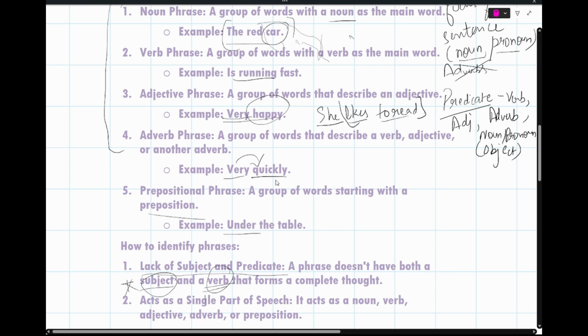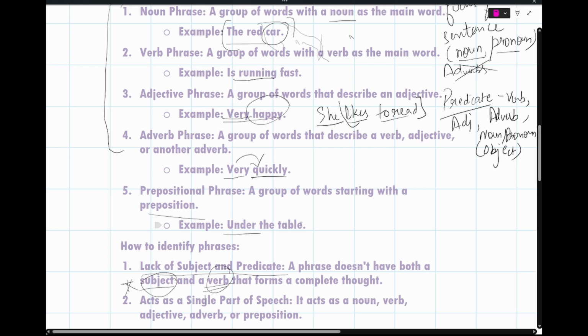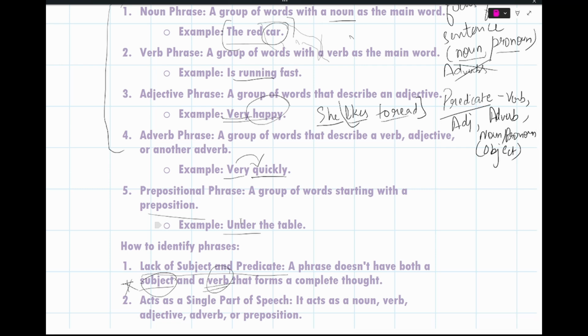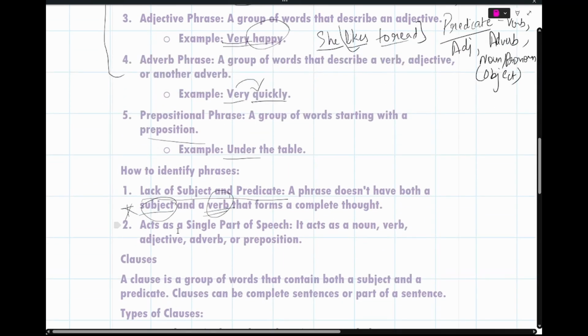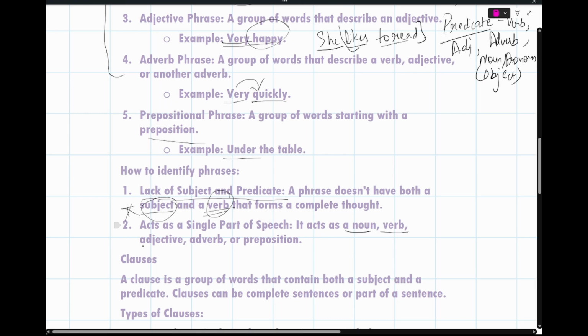Very quickly, again adverb. Under the table, so table is like the object, or it can be, depending on the complete sentence, but it's not like you have a verb and a subject complete. It's just not a complete sentence. Plus, if you see a phrase, it doesn't make sense, right? So this is there. Now it acts as a single part of speech, so it acts as noun, verb, adjective, adverb, or preposition, just the way we discussed all the types. So you will find phrases in one of these types.